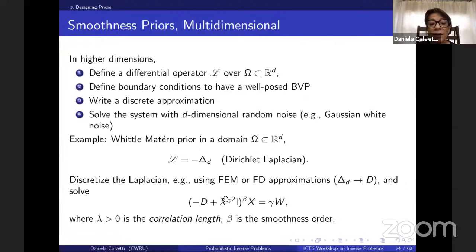So now we have minus D, which is a discrete approximation of the Laplacian. And then we have this addition of 1 over lambda squared times the identity. This is raised to the power beta. Beta is giving us the smoothness order here, and the scalar lambda, which is always positive, is called the correlation length. And again, this is white noise as before, and this is going to be scaled by gamma.